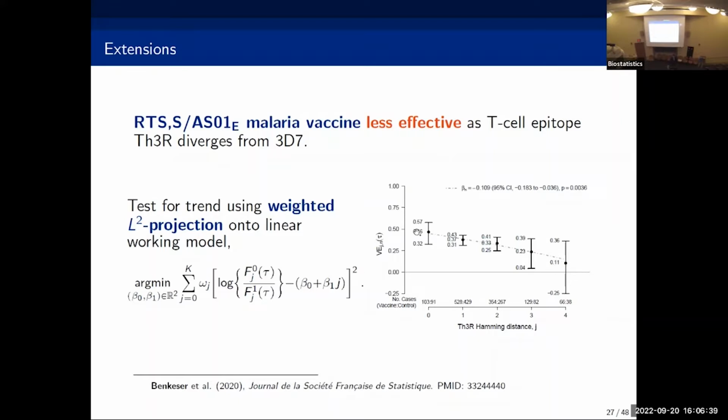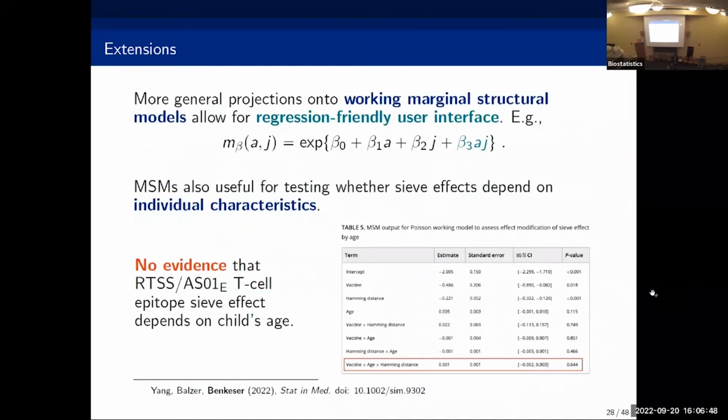So the method described in this paper is basically how do we project these black points onto a straight line and then perform inference about that projection. Another bit of work we've done related to the malaria vaccine allows more general projections onto working models. And the idea of this is that Sieve effects almost feel like an interaction.